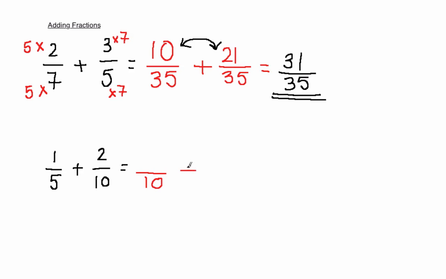So once again, I'm going to write both my denominators out to make sure I don't make a mistake with them. Now, to change 1/5 into its equivalent fraction over 10, you must multiply the denominator by 2, and once again, the numerator must also be multiplied by 2. So 1/5 is the same as 2/10.